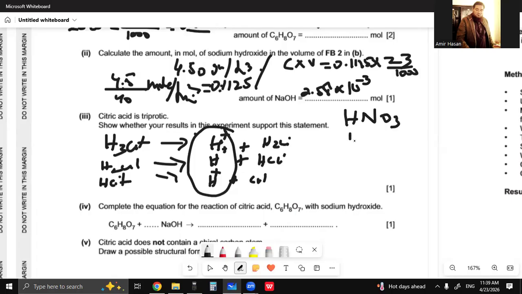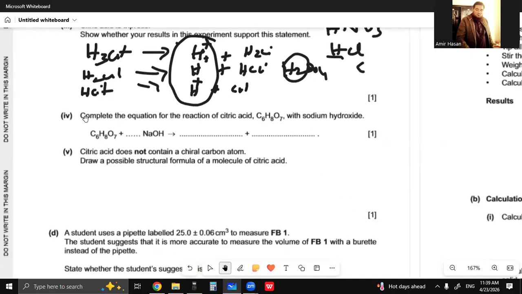When we dissolve HCl in water, we get only an H plus ion. It is monoprotic. When we dissolve H2SO4 in aqueous solution, we get two hydrogen ions. It is diprotic. And when we dissolve citric acid in solution, we get three hydrogen ions. It means this is triprotic. Now, clear, students? What is triprotic?